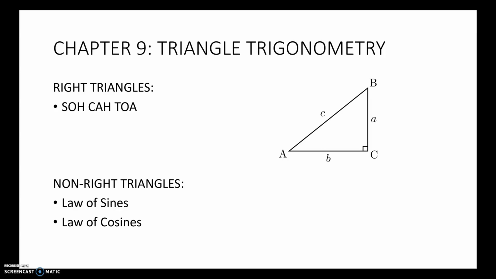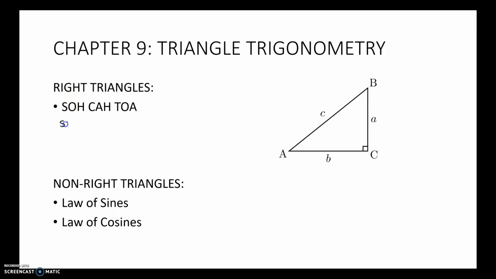All right, so we're condensing 2 sections only in Chapter 9. Chapter 9 is triangle trigonometry. So the chapter begins with right triangle trigonometry, which you guys have studied since geometry. That's our SOHCAHTOA. In a right triangle, we can write the relationship between the angles and sides.